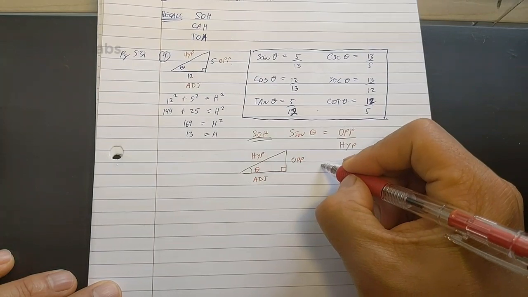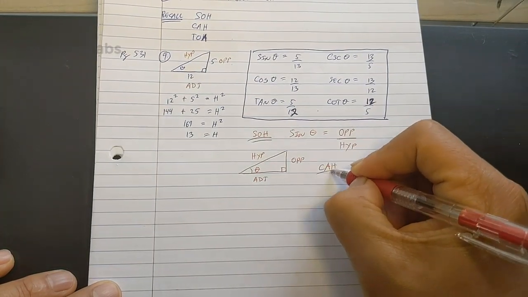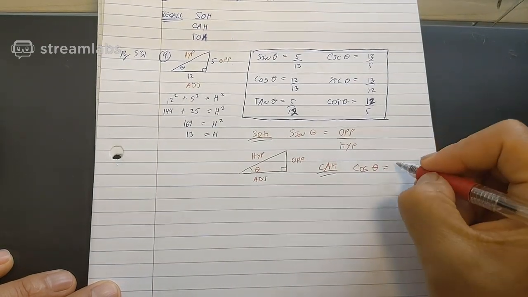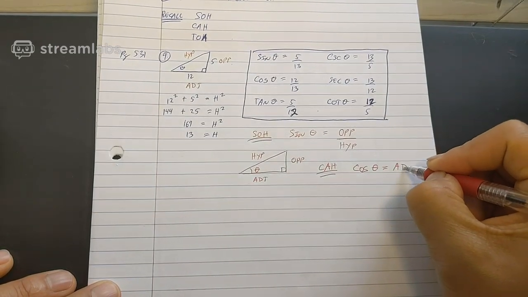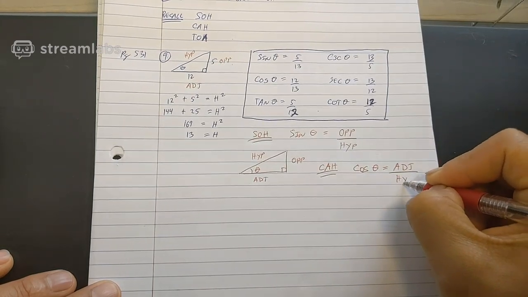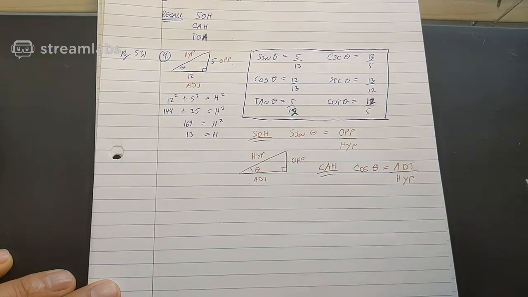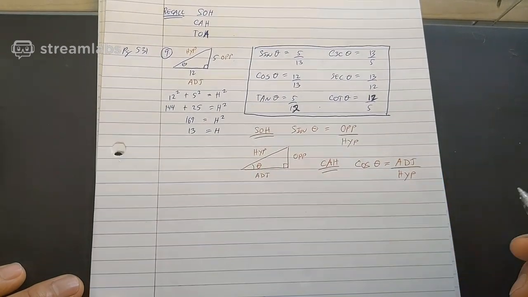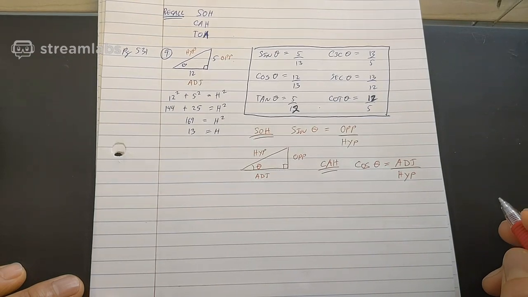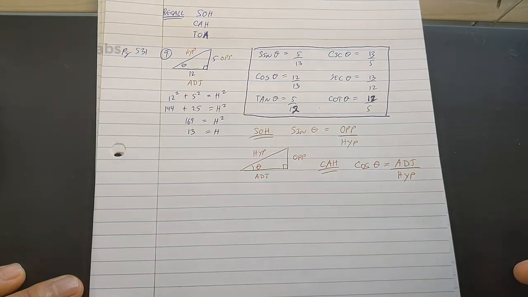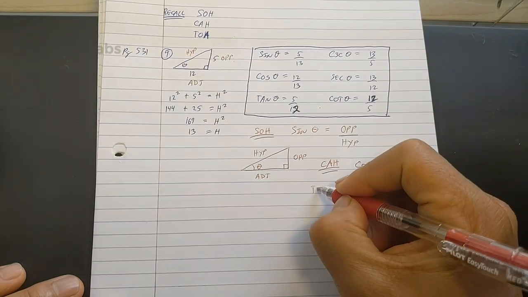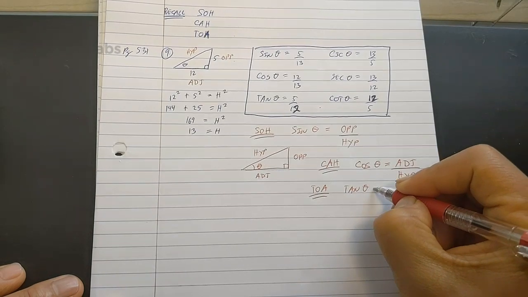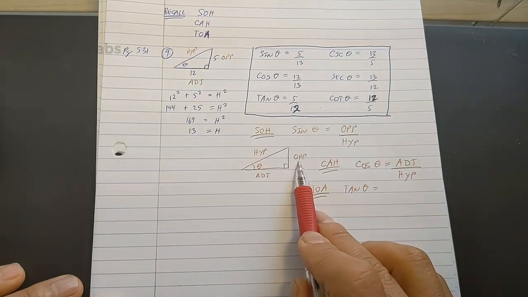So here's CAH, which is cosine theta, which is equivalent to adjacent over hypotenuse. Everything is relative to where the angle is at. And then last is TOA, which is tangent theta, which is opposite over adjacent.